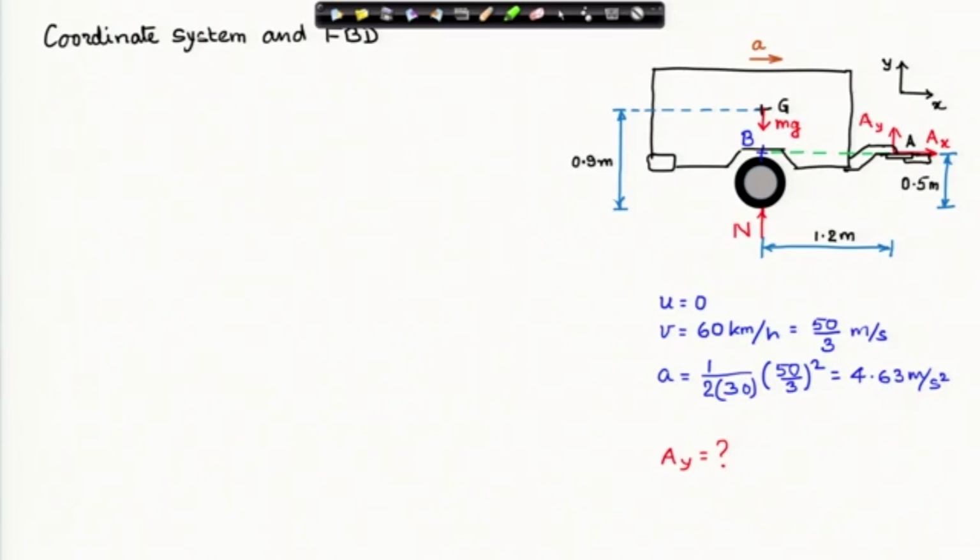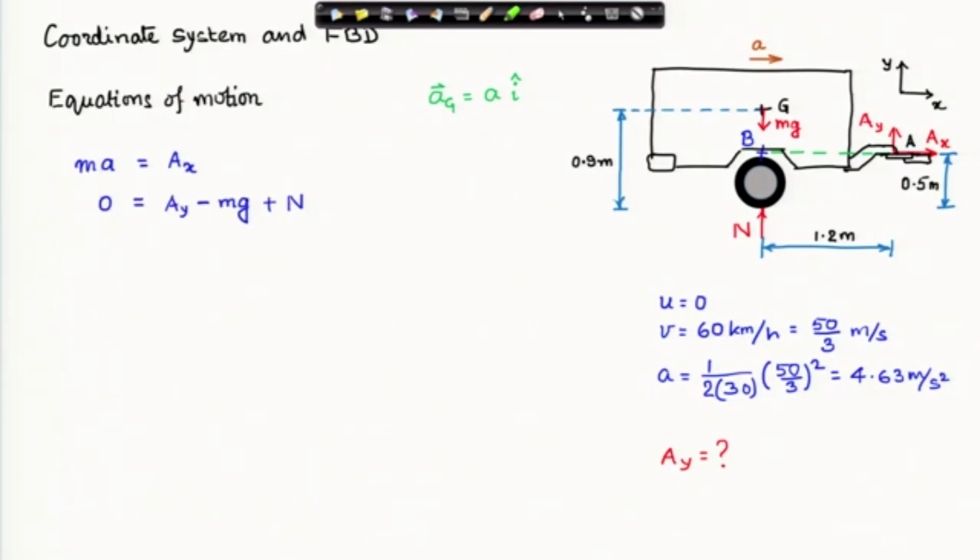It starts from rest and reaches 60 km per hour over a distance of 30 meter, you can calculate the acceleration of the trailer. We have to calculate the vertical force Ay. We will write the equation of motion as usual for a rigid body, the translational dynamics equations, which is the extended Newton's second law, for the center of mass. Therefore, I need the acceleration of the center of mass, and it is in the i cap direction, a i cap, and I write down these two equations.